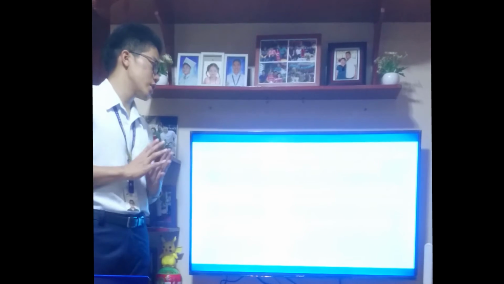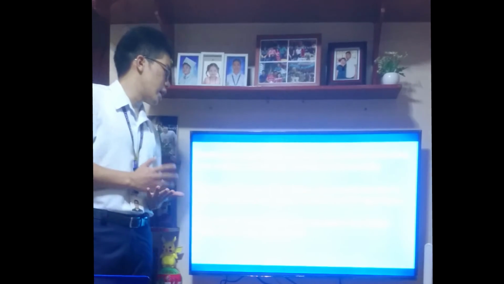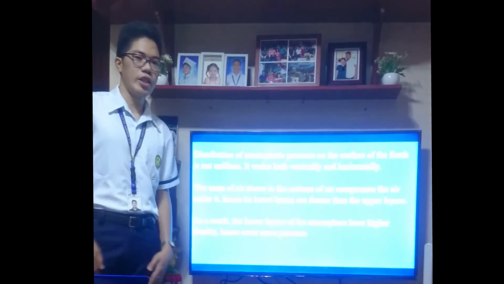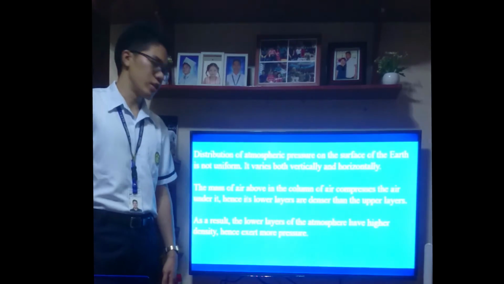So the mass of the air above in the column of air compresses the air under it, and hence its lower layers are denser than the upper layers.